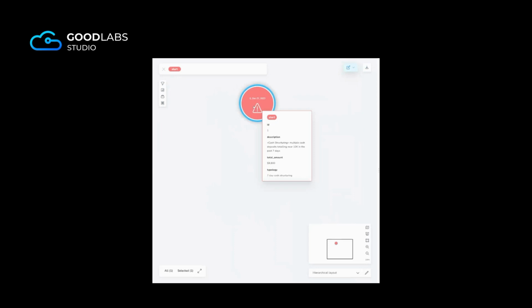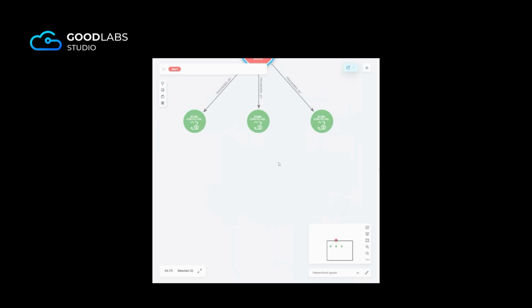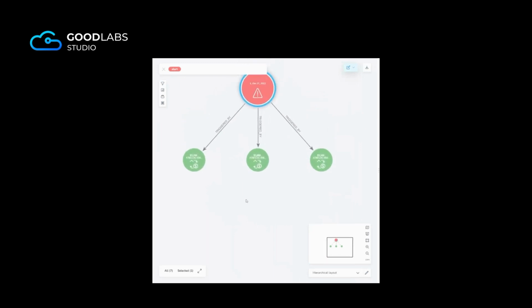Let's now drill down on how the alert was triggered. One of the useful tips for using graph analysis on the visualization side is to expand the relationship of each node as much as possible to allow the analyst to see the full picture and find relationships. We can see that this alert was triggered by 3 different transactions.